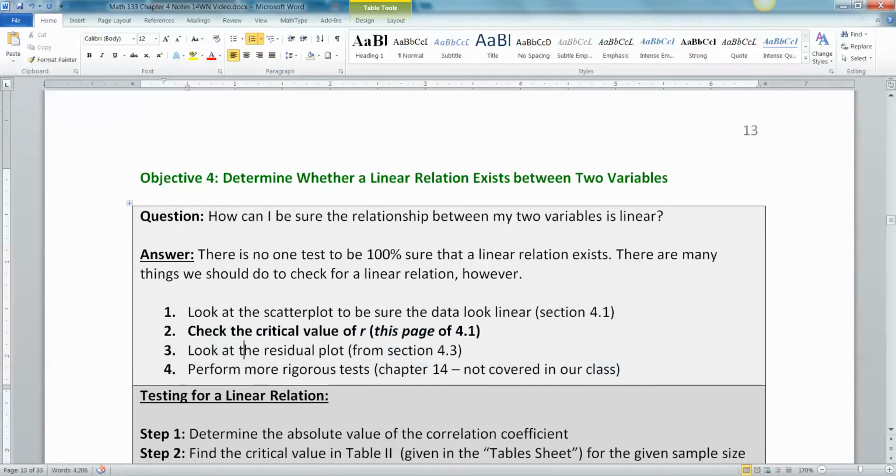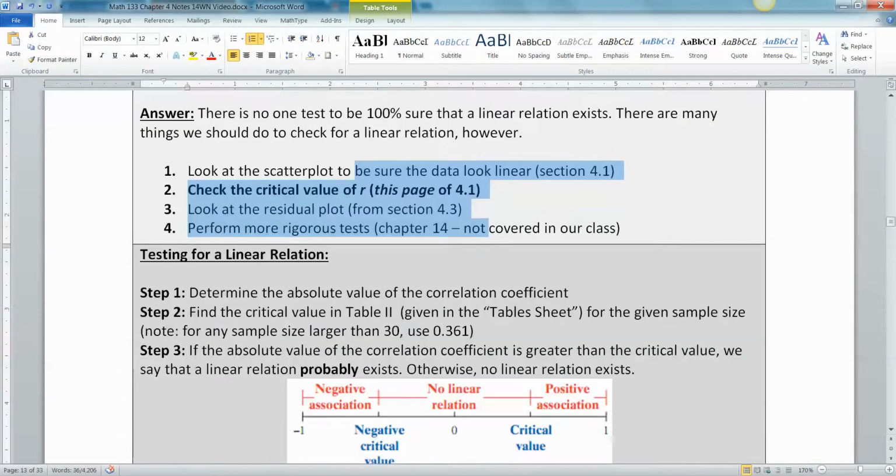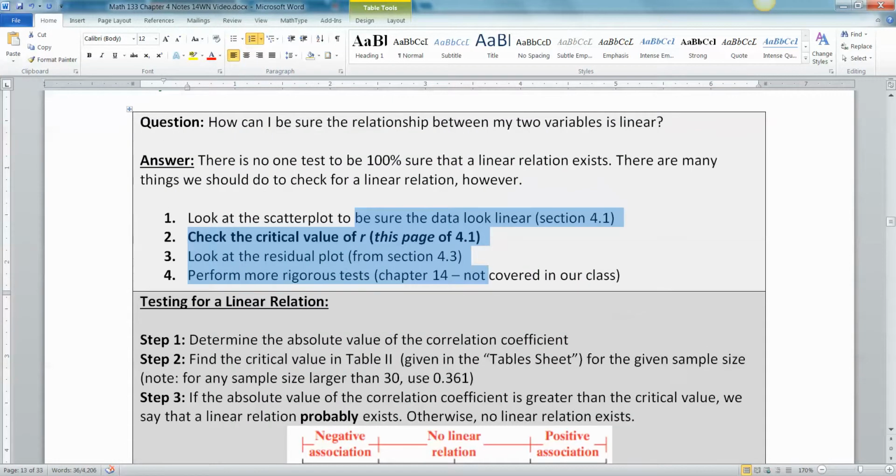It's not enough just to have a strong R. You kind of want all these things in combination. You want it to look like linear. You want it to act like linear. And these are some of the things you can do to try to check whether it's linear or not. All right, so how are we going to do step 2? This checking the critical value piece.